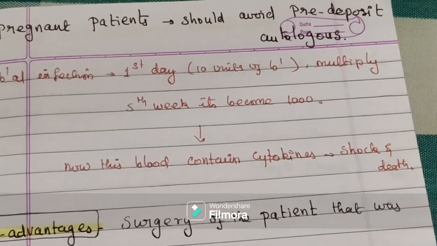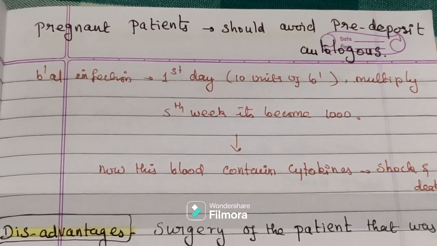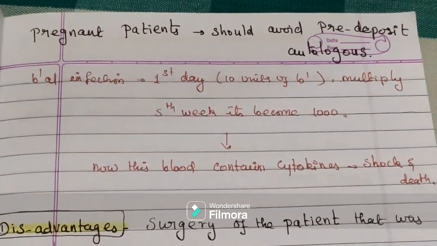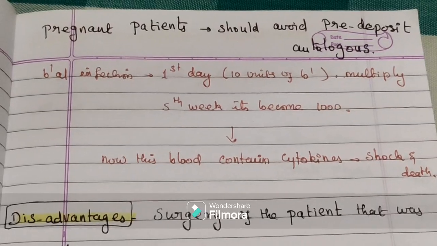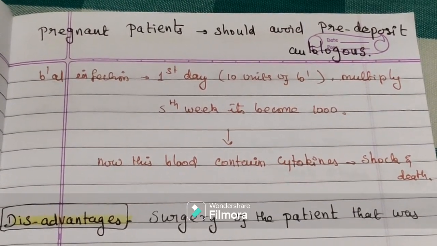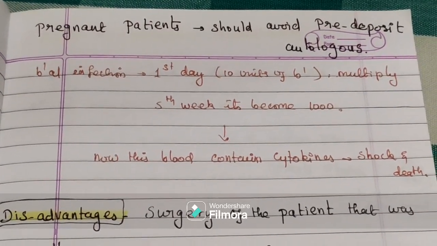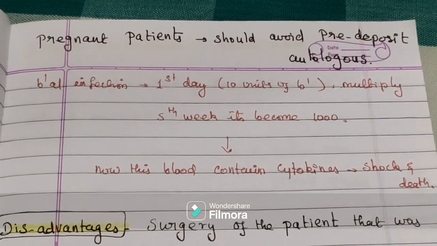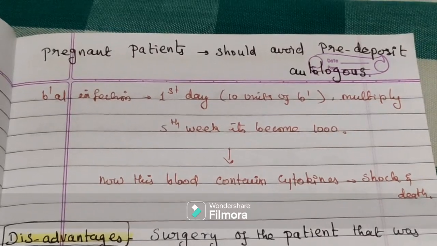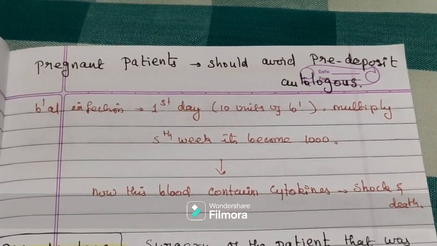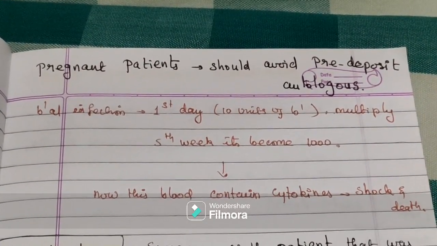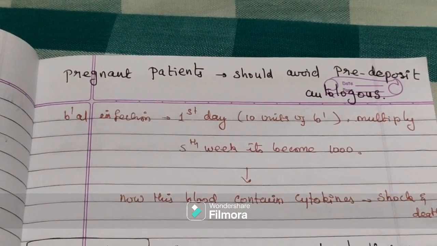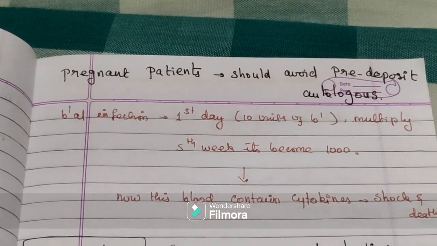The patient with bacteremia, if that patient has some kind of blood infection: why don't we want to collect? Suppose you have collected the blood on the first day and that blood sample contained 10 units of bacteria. For example, now in the 5th week you have to give the patient back the blood. This amount of bacteria is going to multiply and become 1000.